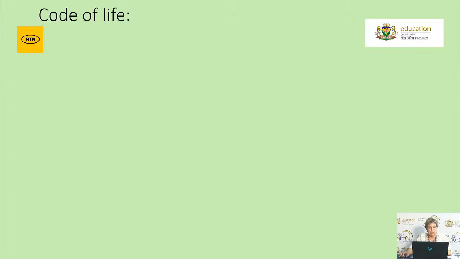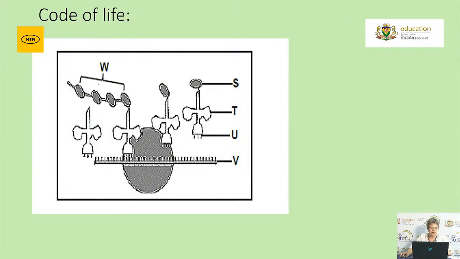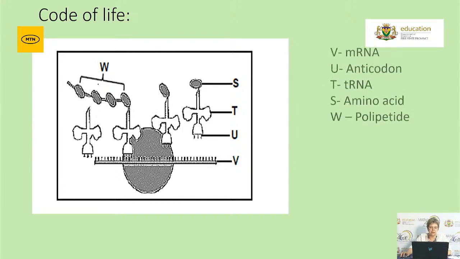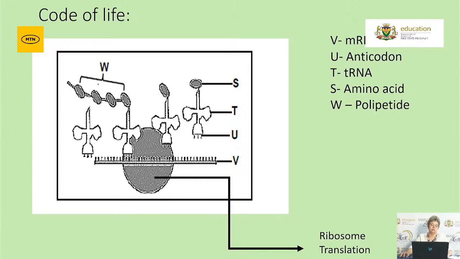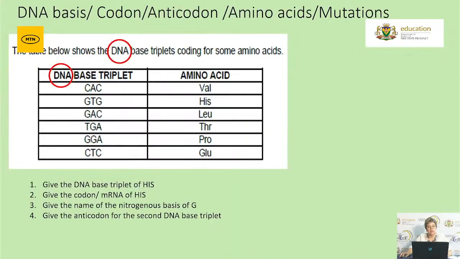So now you must take your knowledge of translation and be able to apply it to a specific example. In the code of life, it's very important to know your diagrams. So you have to identify that V is the mRNA, U is the anticodon, T is the tRNA, S is the amino acid there. And a lot of amino acids that bind together is called a polypeptide. You must be able to identify the ribosome, and apply your knowledge that in the ribosome the process of translation is taking place. Also, the binding between two amino acids is called a peptide bond.